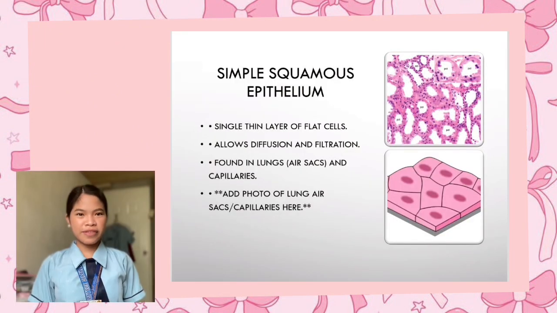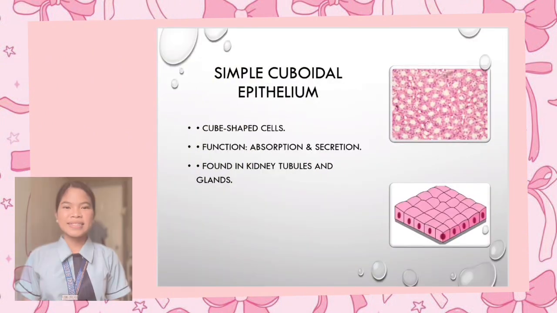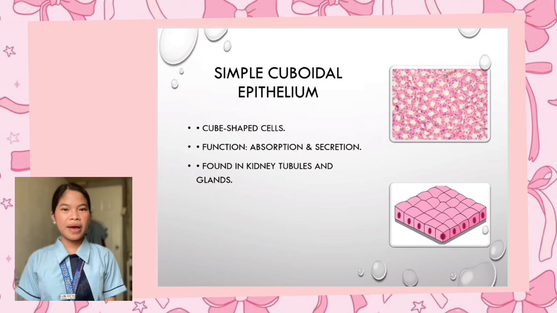Let's go through the types of simple epithelial tissues first. Simple squamous epithelium, a single thin layer of flat cells. Its thinness allows easy diffusion and filtration. You can find it in the air sacs of the lungs and the walls of capillaries. Simple cuboidal epithelium, cube-shaped cells found in the kidney tubules, glands, and ovaries. Their main job is absorption and secretion.